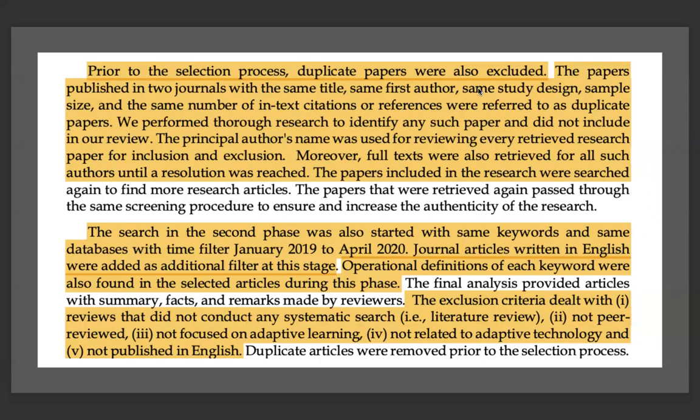The search in the second phase was also started with the same keywords and same database, with a time filter of January 2019 to April 2020. Journal articles written in English were added as an additional filter at this stage. Operational definitions of each keyword were also found in the selected articles during this phase. The exclusion criteria dealt with reviews that did not conduct any systematic search, were not peer reviewed, not focused on adaptive learning, not related to adaptive technology, and not published in English.